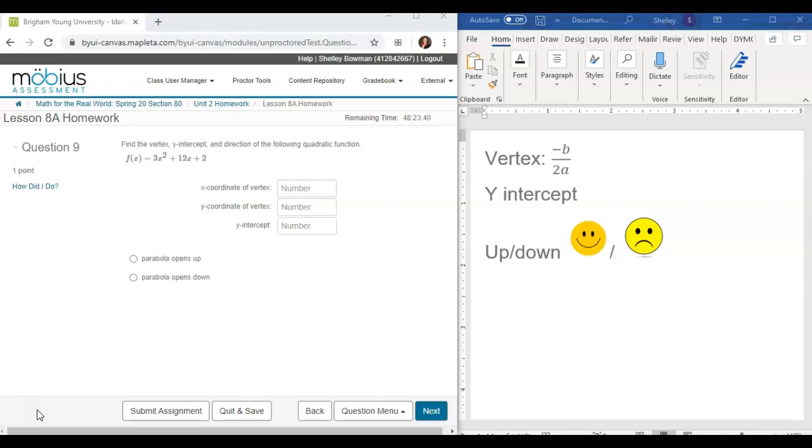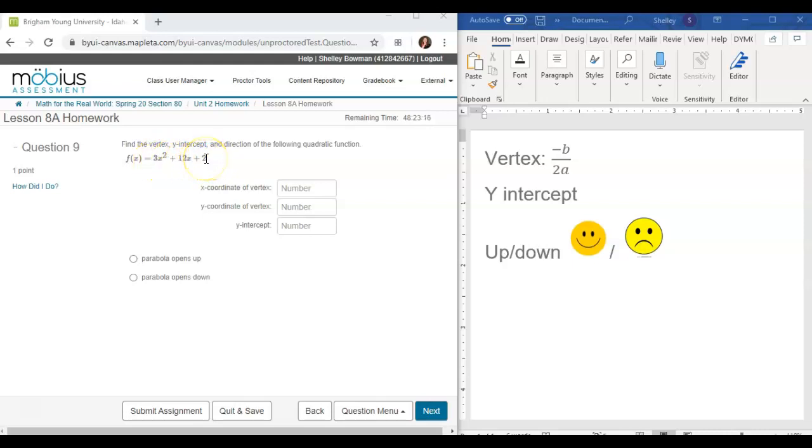So the first thing we want to do is identify all of the variables for the standard form of a quadratic. The number in front of the x squared is a, the number in front of just the x is b, and the number without anything is c. So I have A, B, and C.